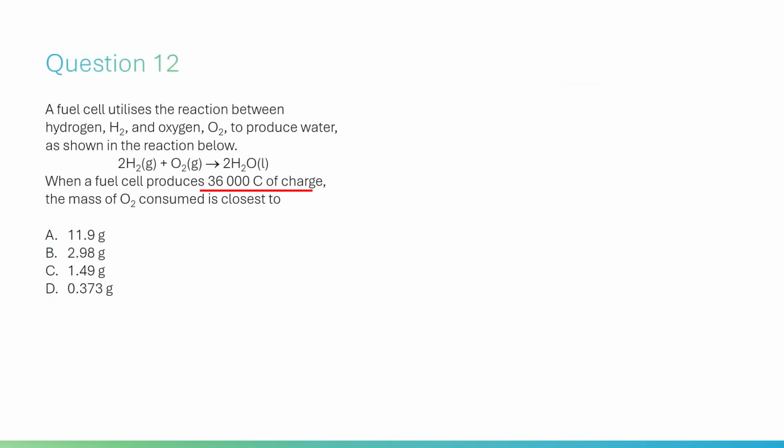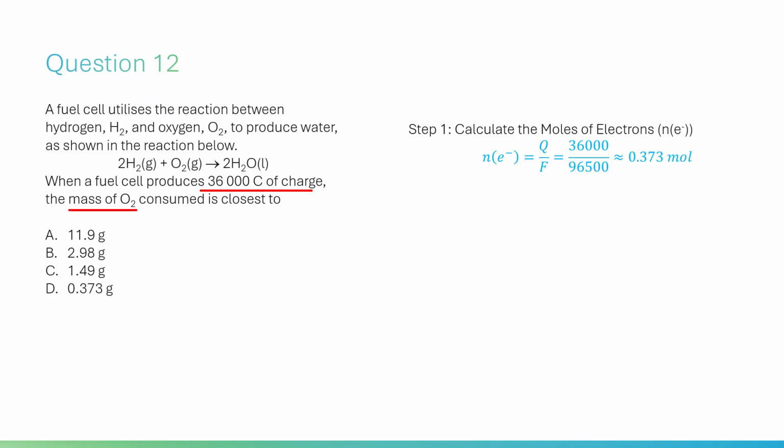To calculate the mass of oxygen consumed, we must bridge the gap between electrical charge and chemical quantity using a logical three-step flow. From charge to electrons. Our first objective is to determine exactly how many electrons were moved to produce 36,000 C of charge. By using Faraday's constant, the exchange rate between electricity and chemistry, we find that this amount of charge is equivalent to approximately 0.373 moles of electrons.